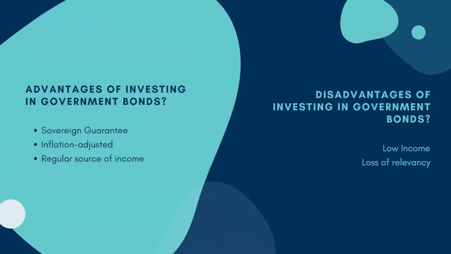So the first one is the sovereign guarantee. The government bond enjoys a premium status with respect to the stability of funds and the promise of assured returns. As government securities are a form of formal declaration of government debt obligation, it implies the issuing governmental body's liability to repay as per the stipulated terms.